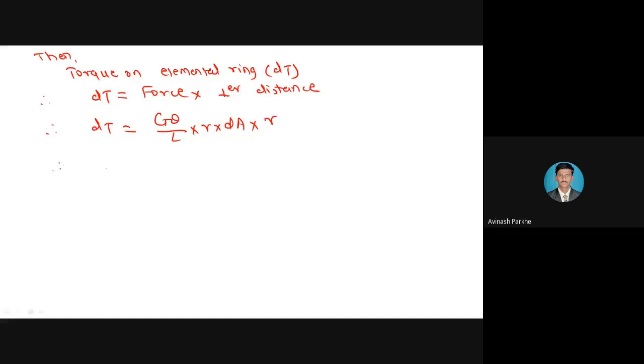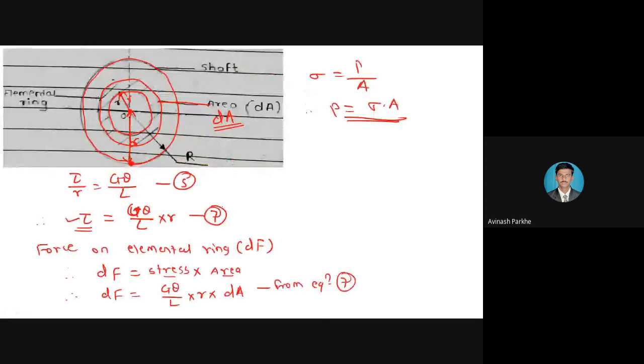Therefore, you will get the equation dT is equal to G theta by L into small r, which is present, times this r, so you will get r square into dA. So what I have done initially, I have calculated the shear stress, that is tau is equal to G theta by L, equation number 7. The same shear stress I have considered for the elemental ring. Now force on the elemental ring, force is equal to stress into area. Stress is given, area is given, delta A. You will get this particular equation.